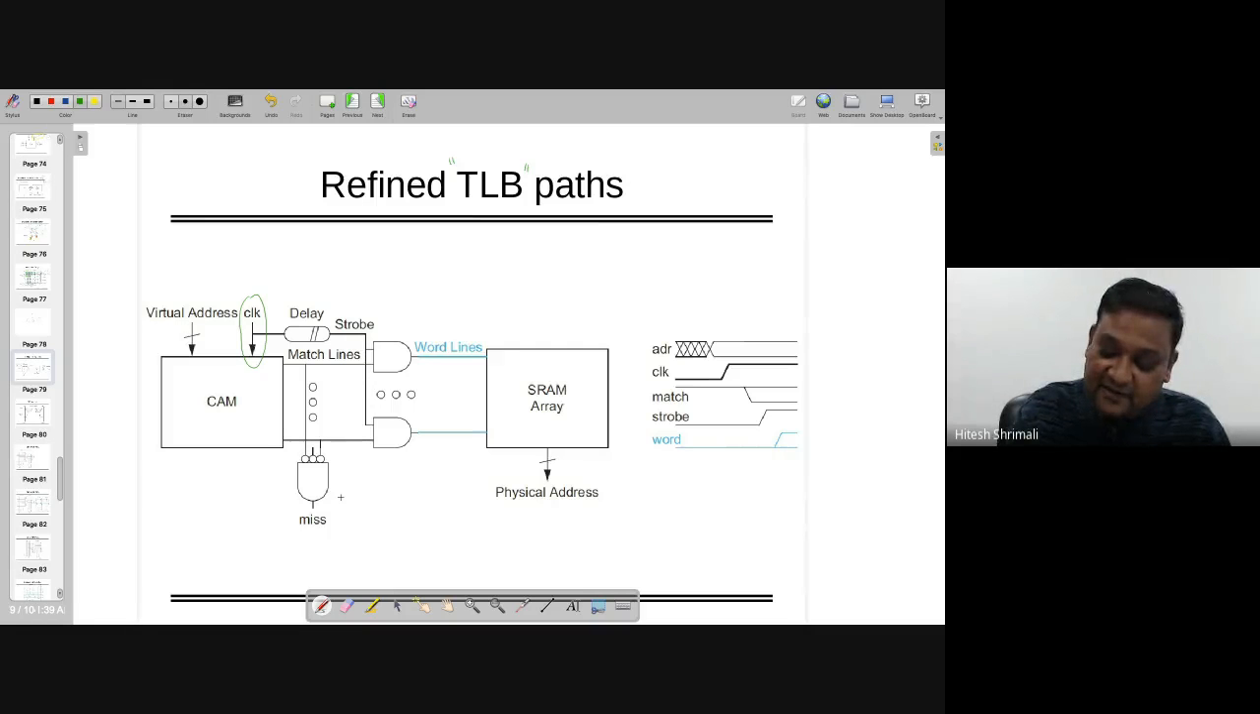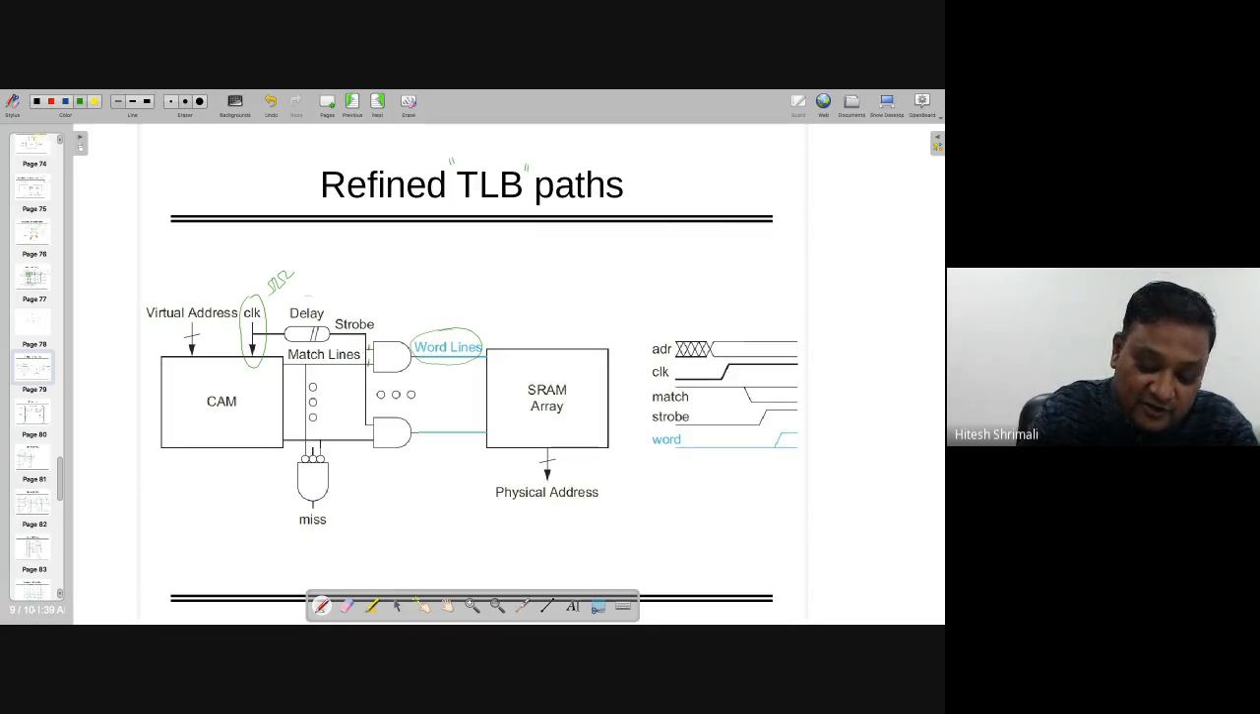But if you are making the synchronous design, then the match line has to be available before the strobe is available. If I don't keep this delay, it might happen that this CAM is working at clock and match is coming a little bit with delay, and you might not have enough propagation delay of the AND gate, so that the word line comes in sync with the required delay.